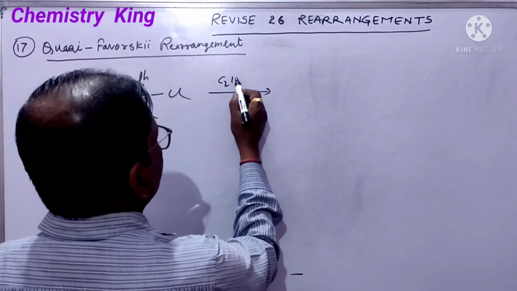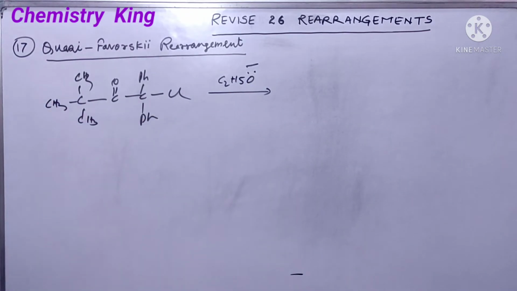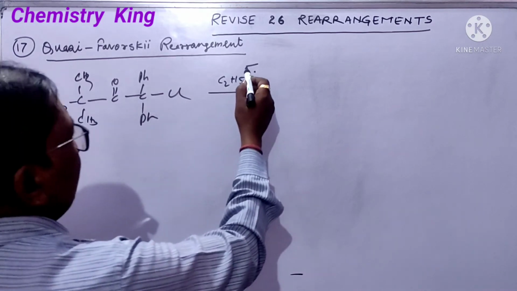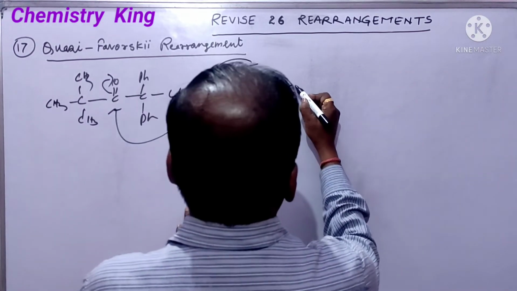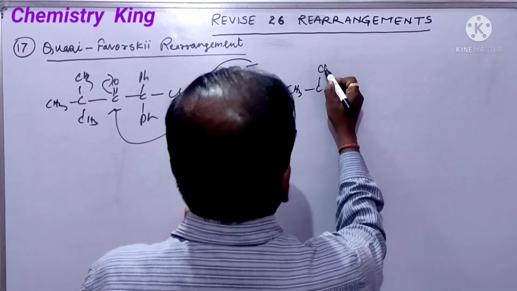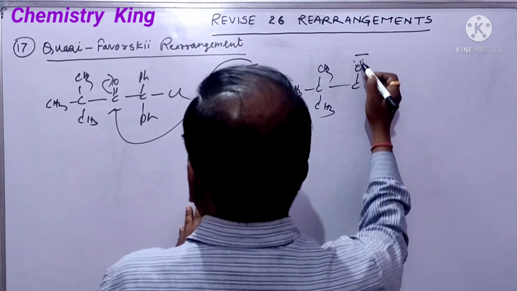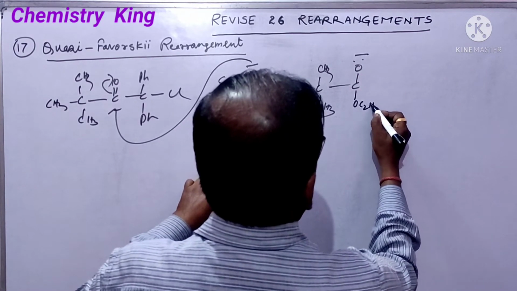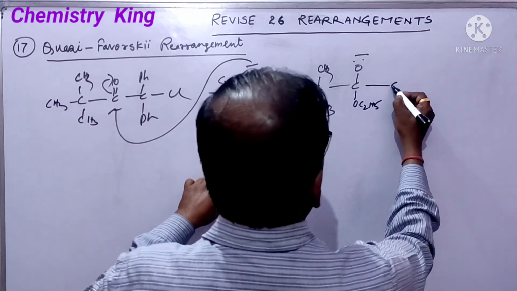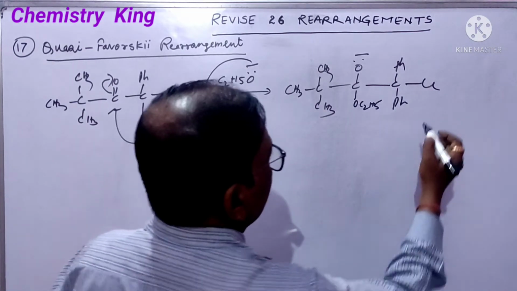What will happen? Here there is no chance to form carbanion. So directly it will attack here in this fashion, and you will get CH3, CH3, CH3, CO minus and OC2H5, and here it is C, Ph, Ph, Cl. You will get this.